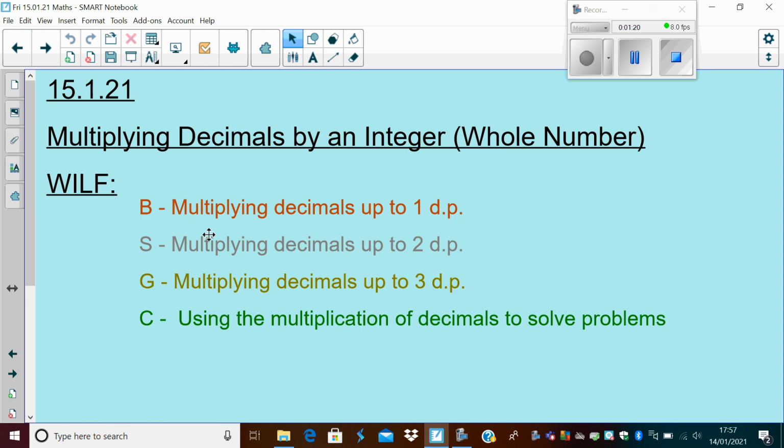So today we're looking at multiplying decimals by an integer, and an integer just means a whole number. So pause now and write the short date and the title, multiplying decimals by an integer, and underline it as neatly as possible, please, and then we'll carry on with our lesson.